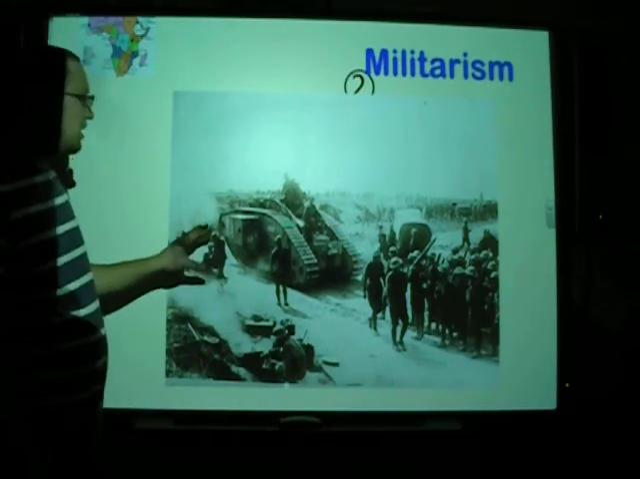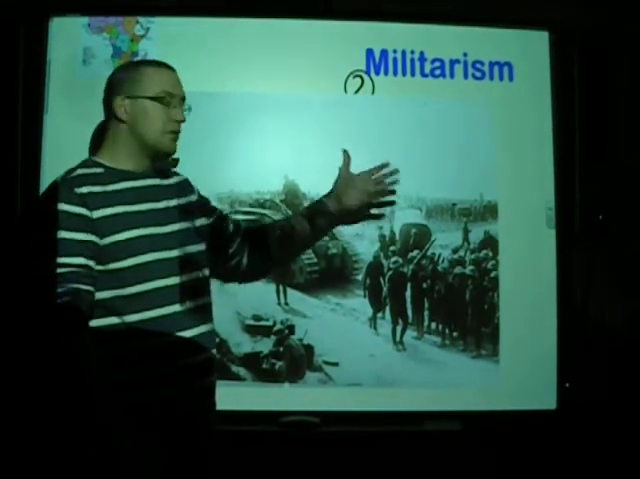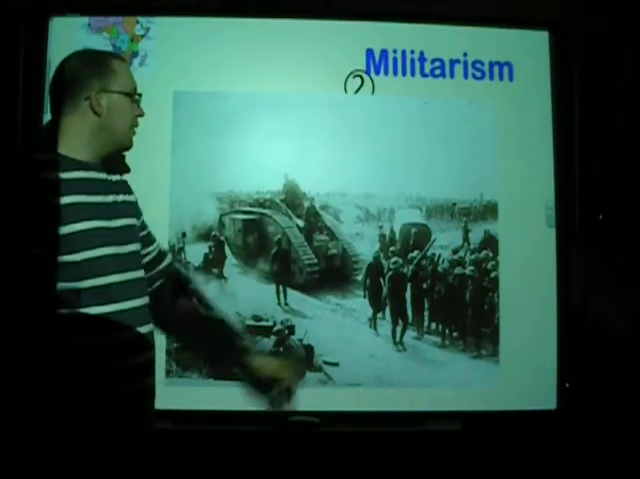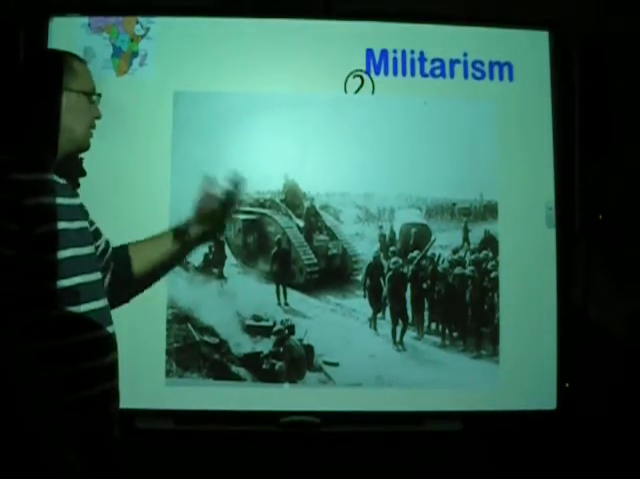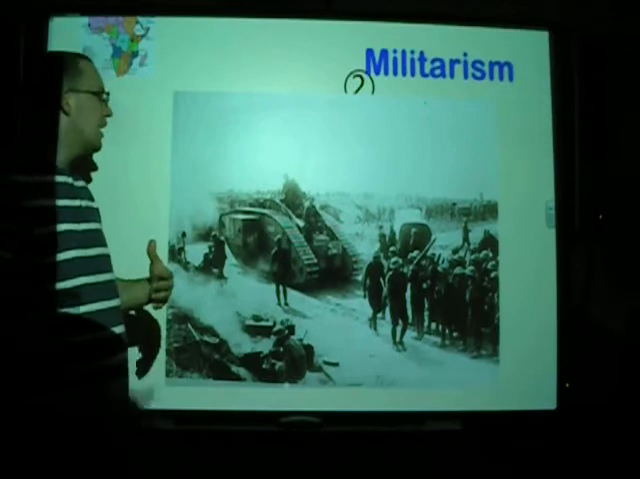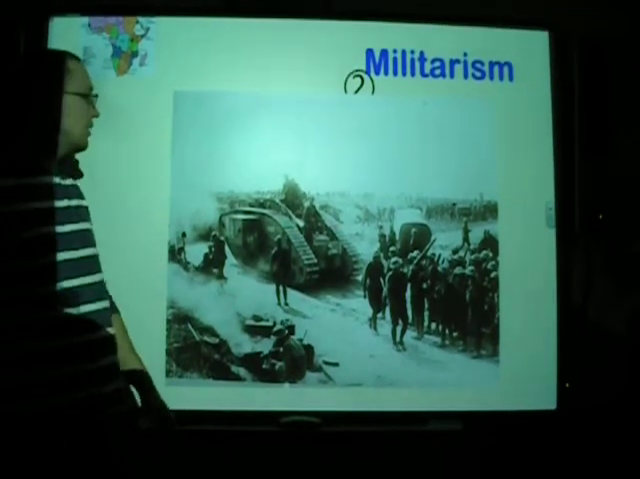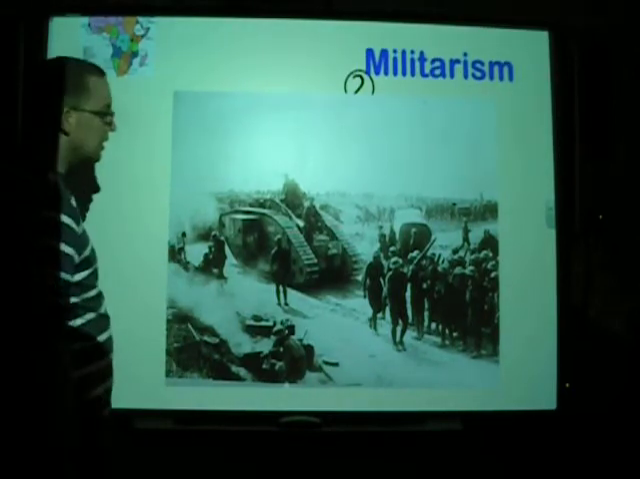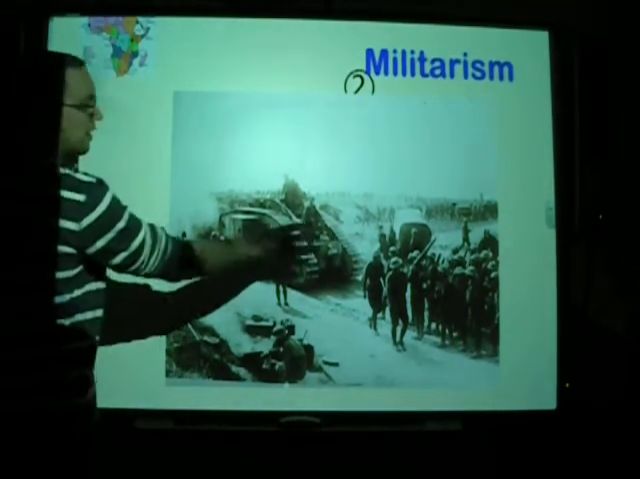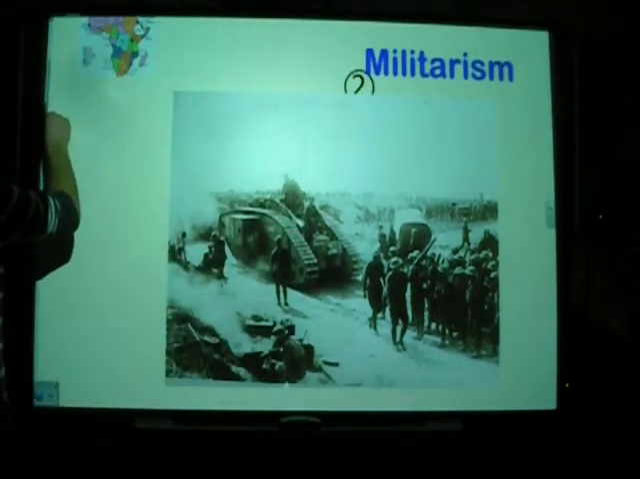So that's something when you see that your neighbors or enemies are building up their militaries, that leads the other countries to do the same. They don't want to be left behind, especially when we have a potential conflict on the horizon. So that's militarism here. You can see the tanks, soldiers, etc.